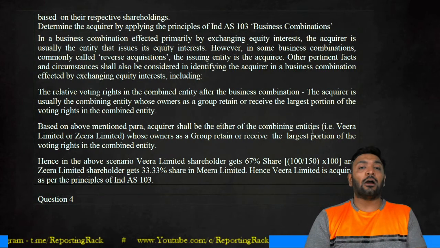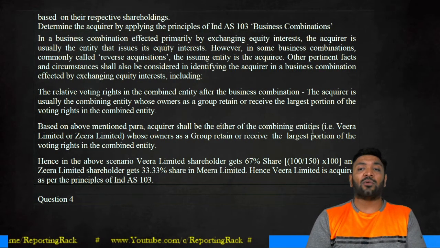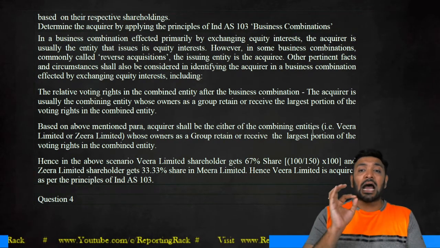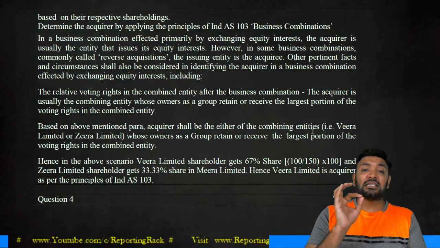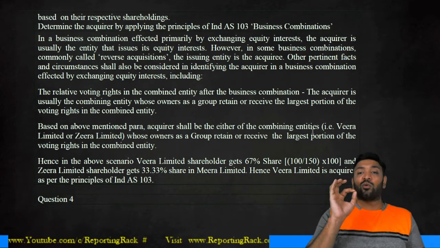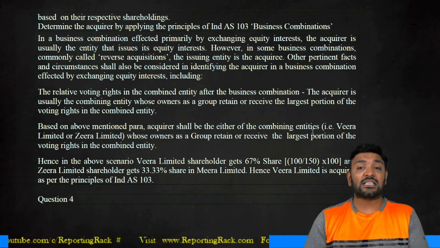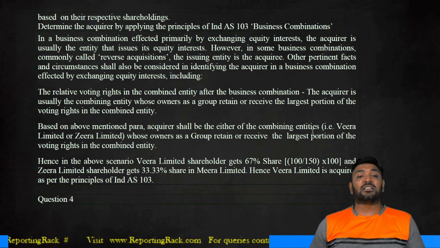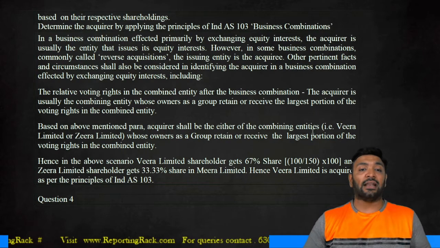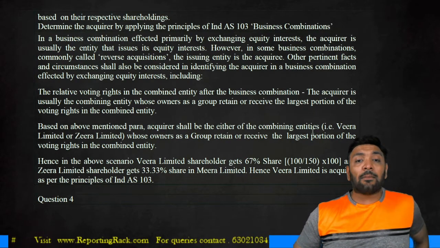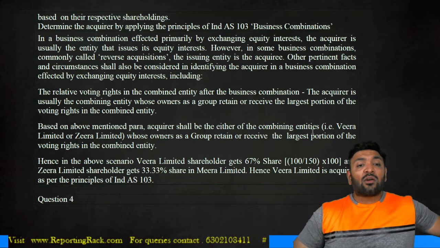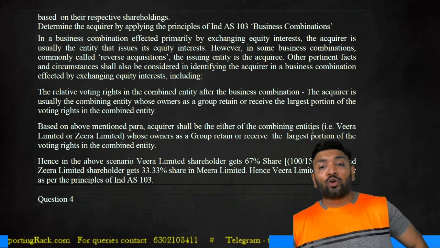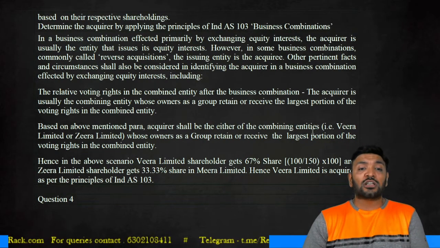In a business combination effected primarily by exchanging equity interest, the acquirer is usually the entity that issues its equity interest. However, in some business combinations, commonly a reverse acquisition, the issuing entity is the acquiree. So we have seen this concept of reverse acquisition. Other pertinent facts and circumstances have to be considered in identifying the acquirer in a business combination effected by exchanging equity interest. The relative voting right in the combined entity after the business combination: the acquirer is usually the combined entity whose owners as a group retain or receive the largest portion of voting rights.